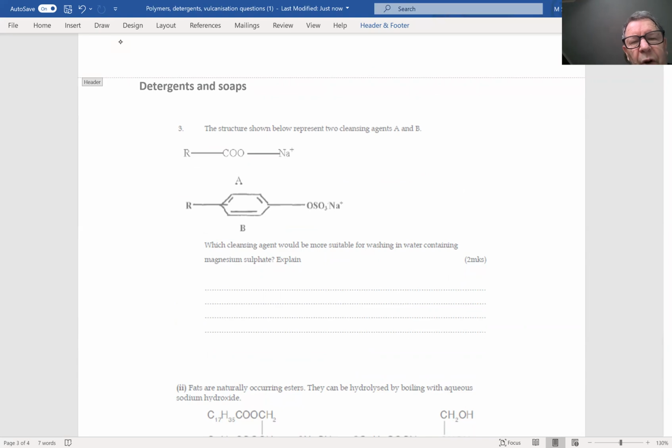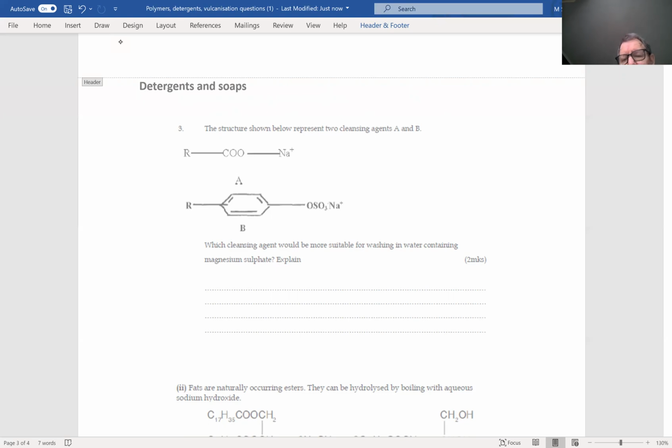Anyway, this one here is a soap. This one here is a detergent. So soaps are COONa and detergents are SO4Na. Okay, so they've both got Na plus, but they're different. Kuna, as in Hakuna Matata, is a soap, and this one is a detergent.